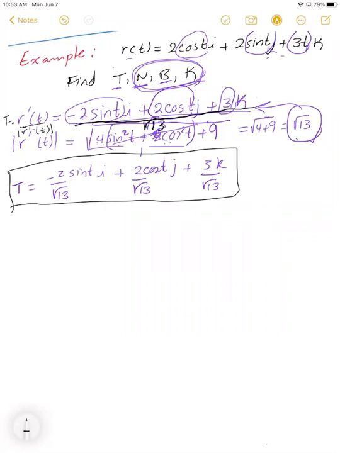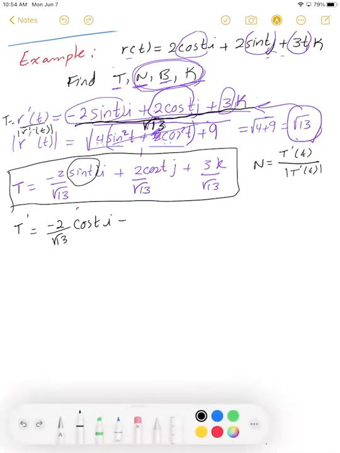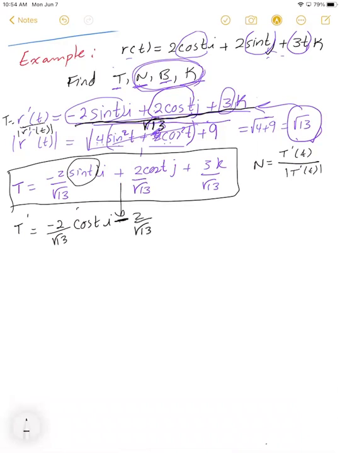Then in order to find the normal, the normal's formula is T prime of t. So I have to find the derivative of the T, and then divide it by its magnitude. Dividing it by the magnitude turns it into a unit vector. So to find the normal vector, you have to find the derivative of that. So T prime is equal to: derivative of sine is cosine. Derivative of cosine is negative sine, so this will become negative. Derivative of a number is 0, so we don't have the k term anymore. Then let me find its magnitude.